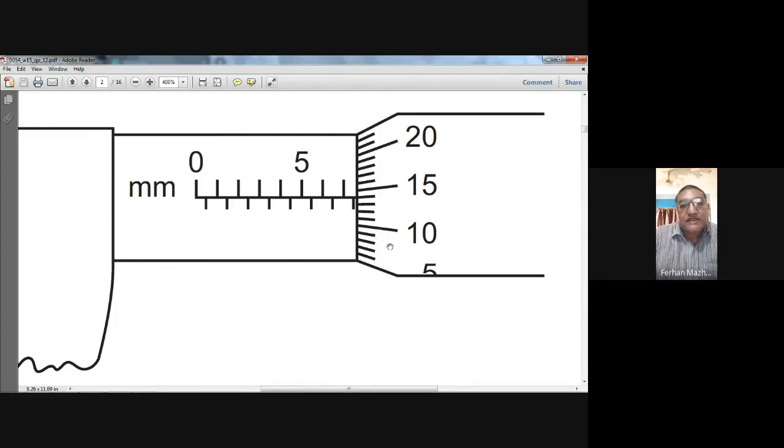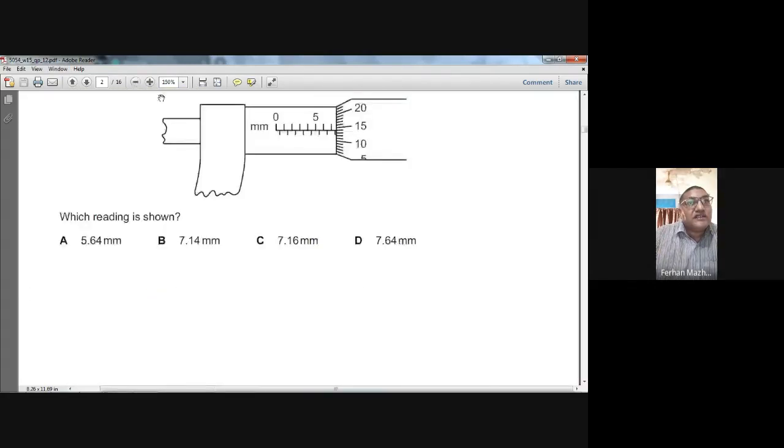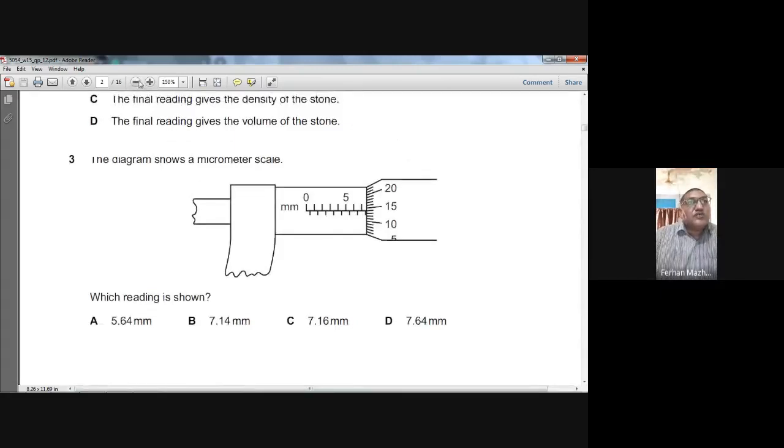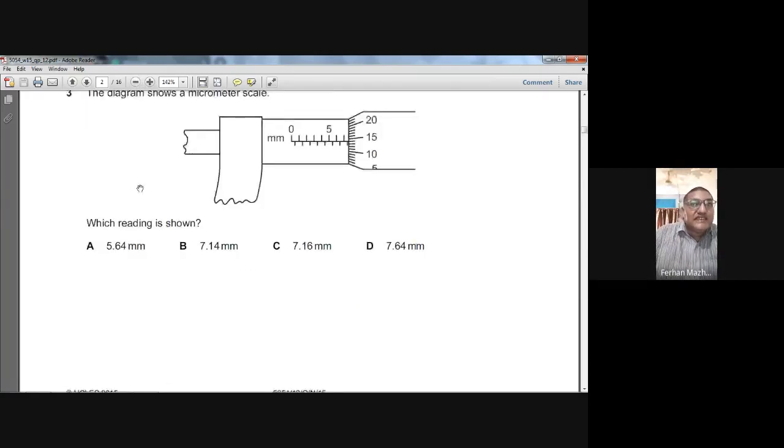Add both these numbers: 7.5 plus 0.14, and the answer will be 7.64. So let's reduce its size a little bit. Okay. The question was, what is the reading? So our answer is 7.64 millimeter. I hope you understand this. So D is the choice for question number 3.